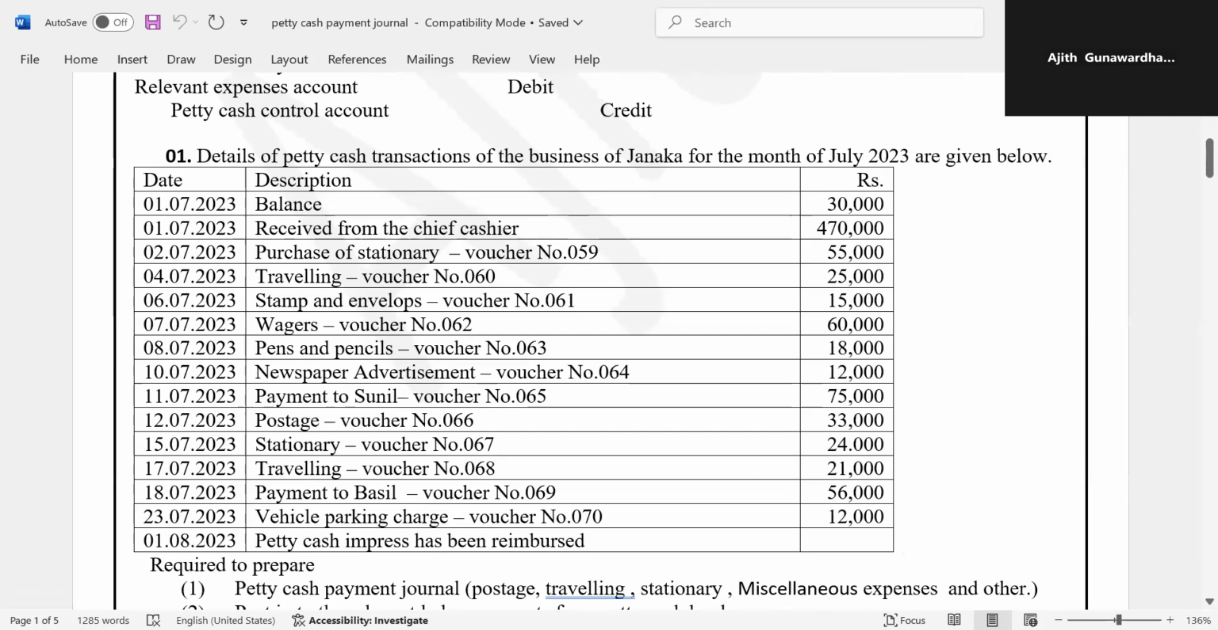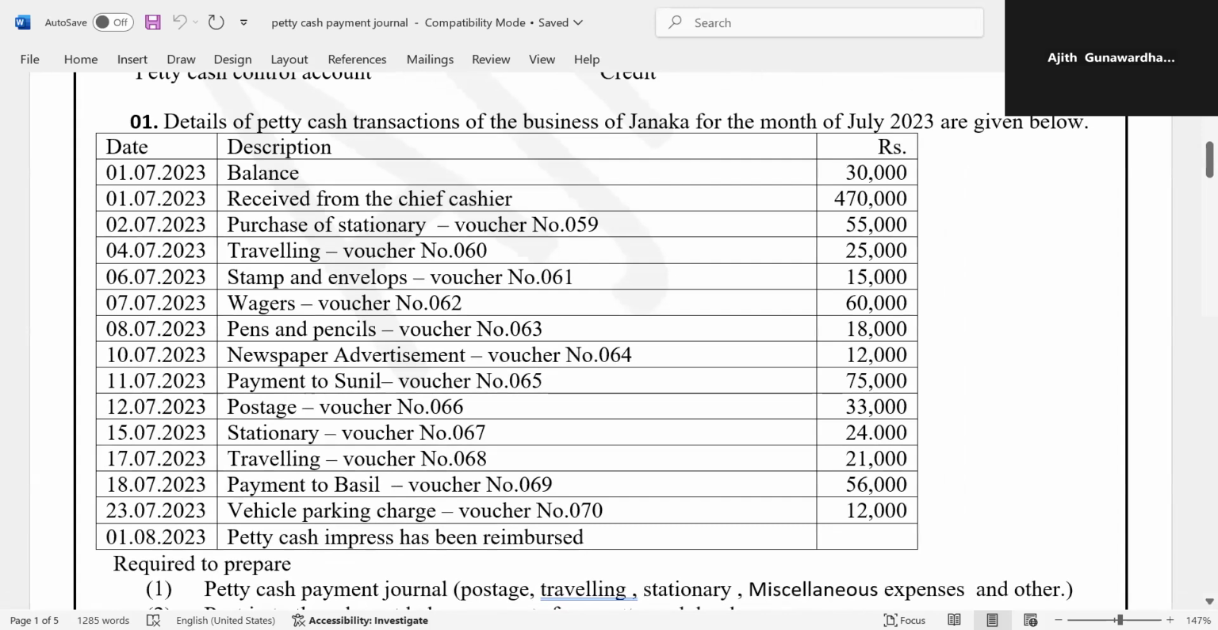It has given details of petty cash transactions of the business Janaka for the month of July 2023. Right. Given from the beginning, opening balance. Think, opening balance should be recorded in the petty cash control account. It is not relevant for the petty cash payment journal. The petty cash payment journal should record only payments, by issuing cash, by using cash.